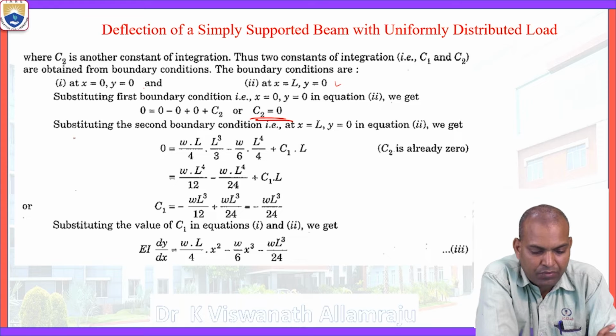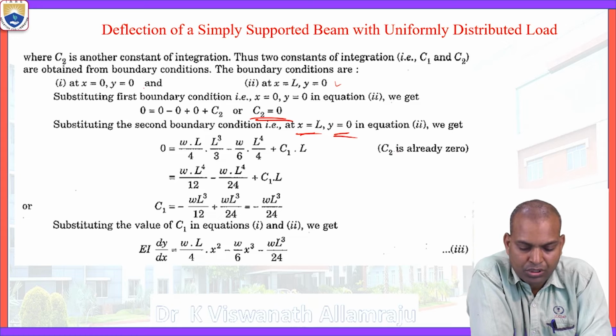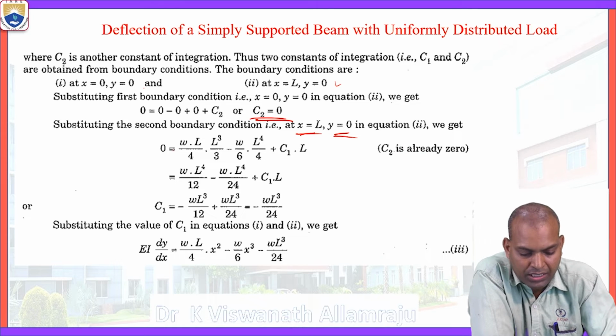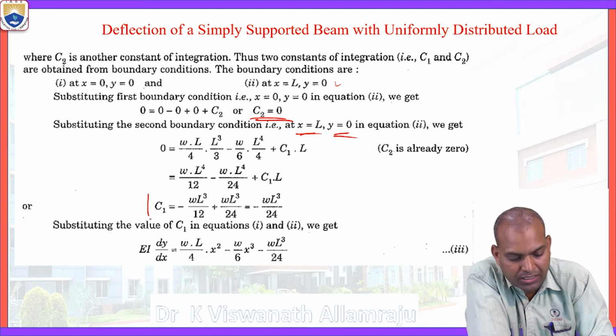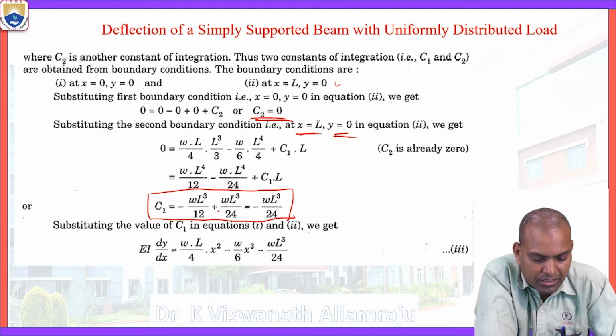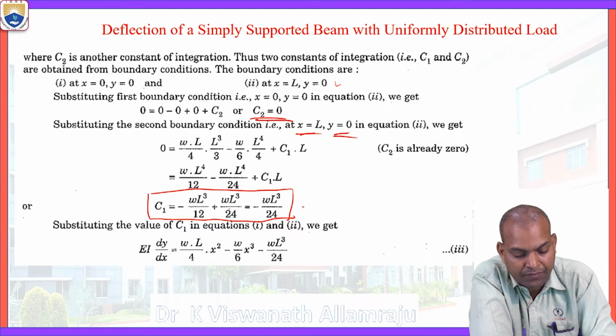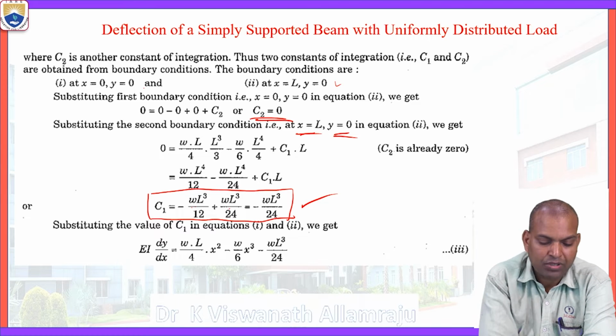And what about C1? Substituting the second boundary condition, that is at x equal to L, y equal to 0, in equation 2, we get the C1 value. The C1 value observed here is WL cube by 3 minus WL cube by 12 plus WL cube by 24, and after simplification, taking the LCM, there is minus WL cube by 24, that is C1.